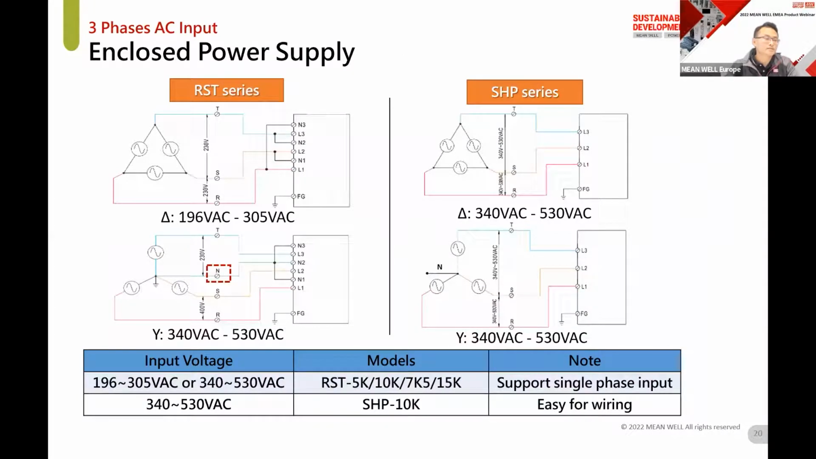This diagram shows you the difference of the RST and the SHP three-phase connection. Both of them support delta and Y connection. Basically, the difference is RST has an additional neutral terminal to be connected. The advantage is RST provides the possibility for single phase usage. On the other hand, since SHP doesn't need the neutral wiring, it's easier on the input installation than the RST.